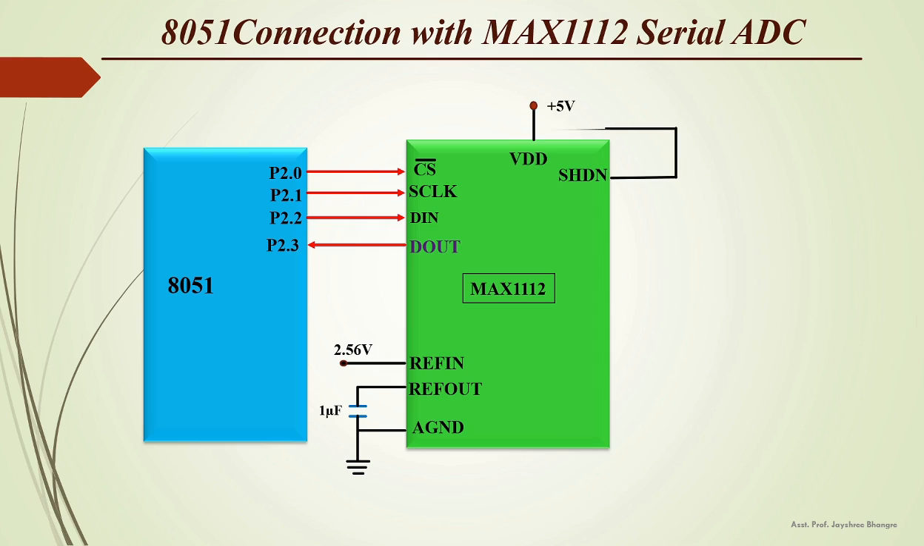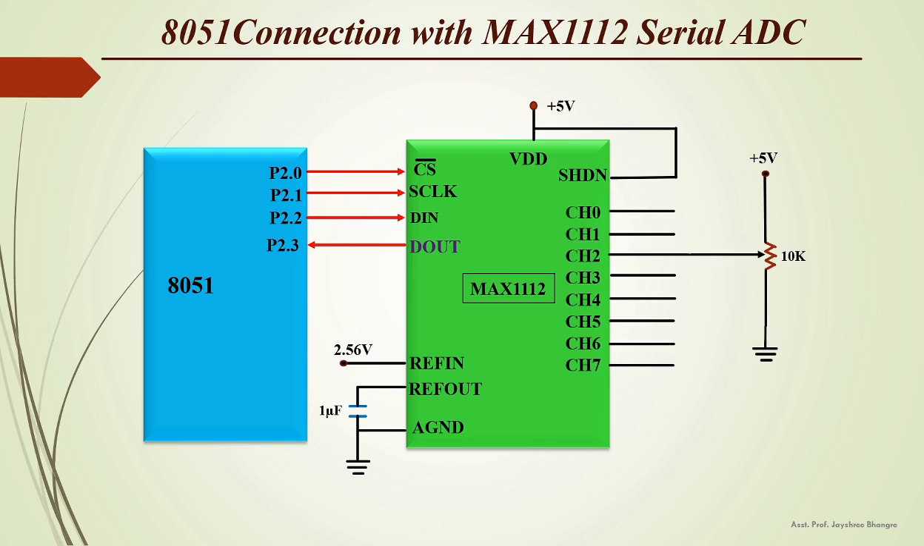Then the plus 5 volt supply is connected to the VDD pin, and the shutdown pin SHDN is connected to VDD. As we want to use this ADC chip in a fully operational mode, we have to connect this shutdown pin to plus 5 volt, so it can be operated in a fully operational mode. If this is connected to ground, then this chip will go into the shutdown mode.